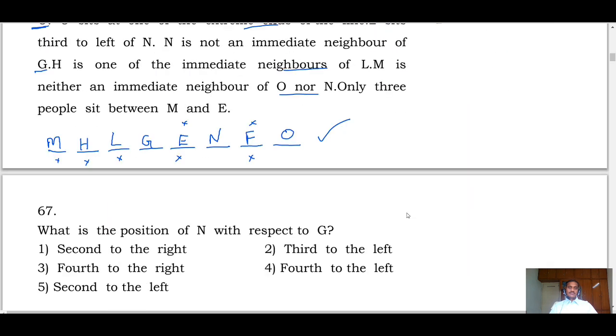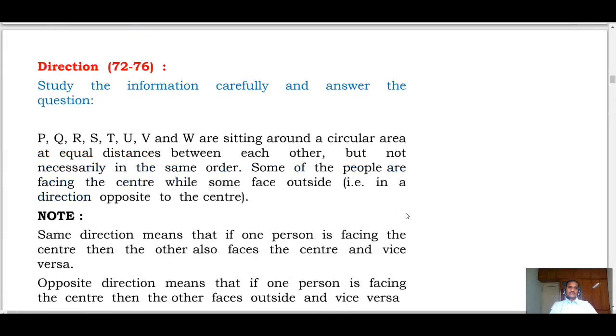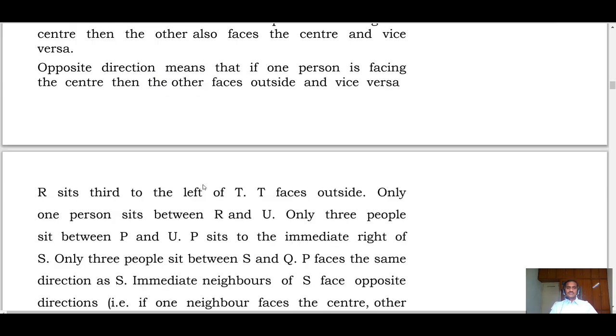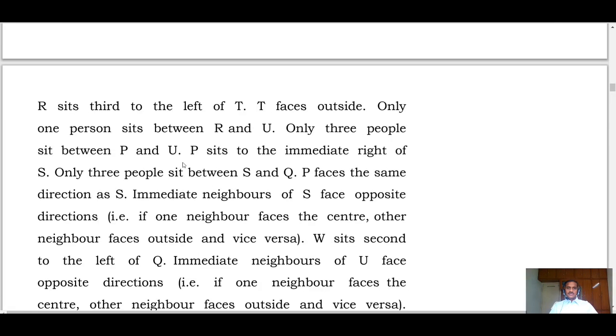Then coming to question number 72 onwards. Now 72 to 76 is based on a circular table. P, Q, R, S, T, U, V and W are seated around a circular table at equal distance, but some of the people face the center and some face outside. How many are inward and how many are outward is not clearly given. Some inward, some outward. Now let us start from here.